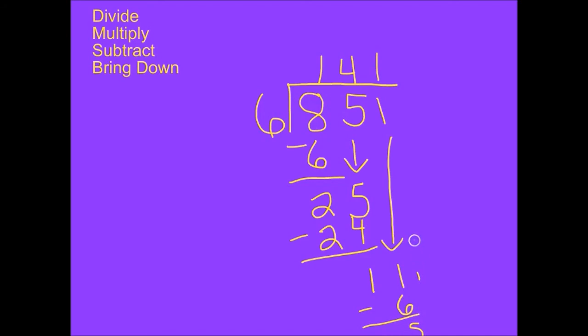You have two choices. You can just put remainder 5. You could write this as a fraction, 5/6. Today, we're just going to write it as remainder 5. And voila, you're done. Hopefully you did a good job.